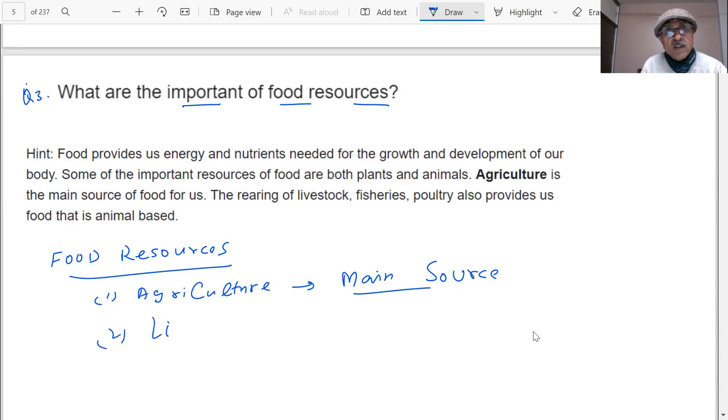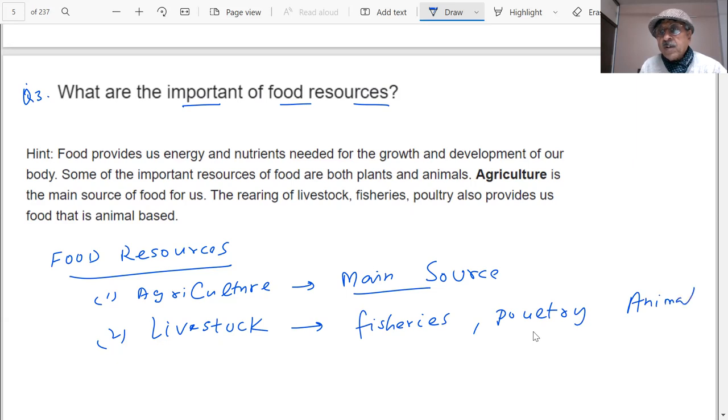Then, what are the livestock which you have? Fisheries, you know. Poultry farms, have you seen or heard of poultry farms? Yes. They are animal products. So all this is our important food resources. So we have to improve. What do we want to improve? We are saying improvement in food resources. So we have to make methods and techniques in order to improve this. How do we do that?